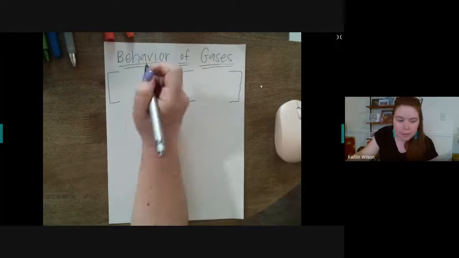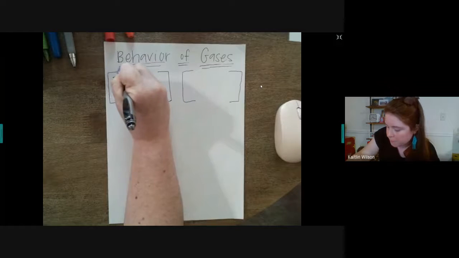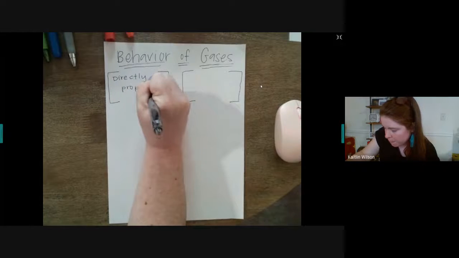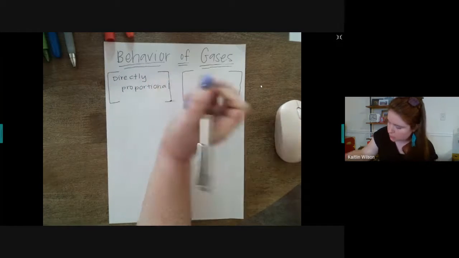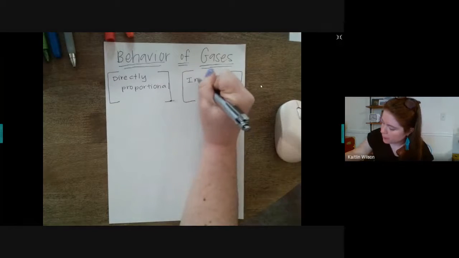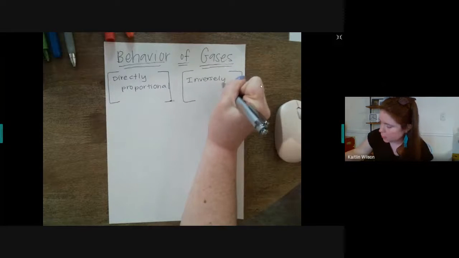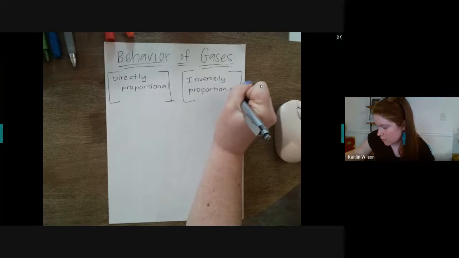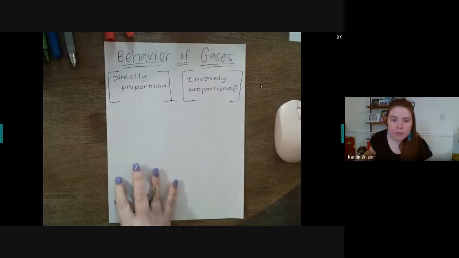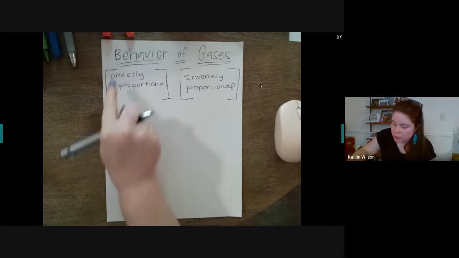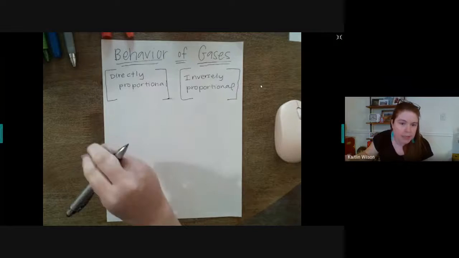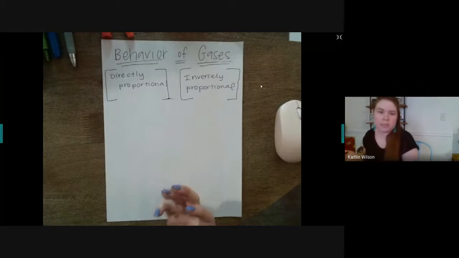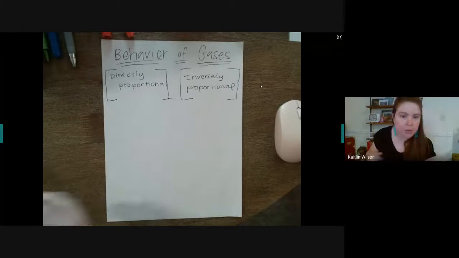So in this box, I'm going to put directly proportional. And in this box, I'm going to put inversely proportional. So if we're thinking about directly proportional relationships, we know this is going to be things that are parallel to one another, like raising or lowering the temperature is going to either raise or lower the volume, but they're going to be the same.